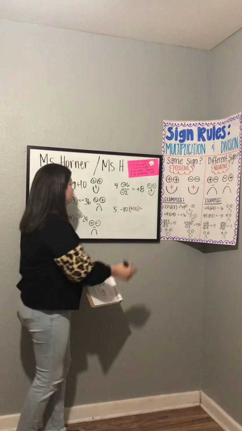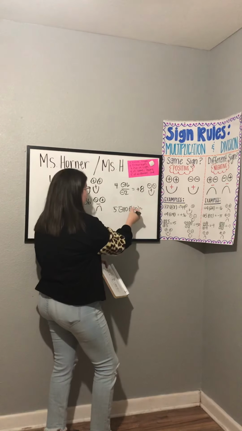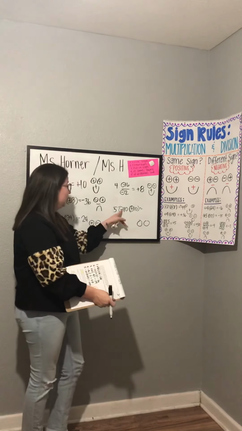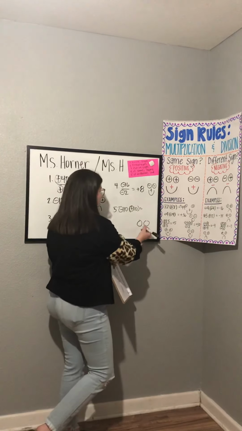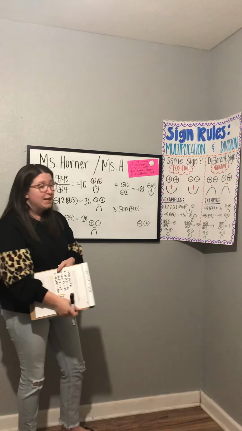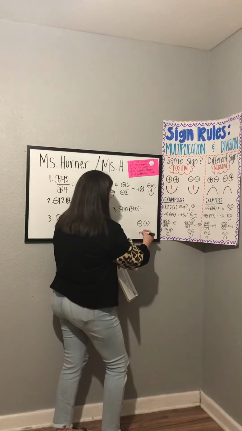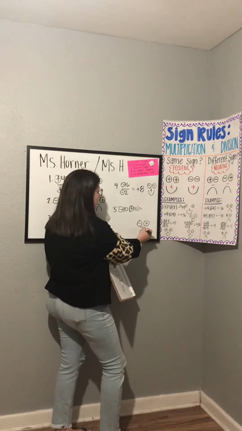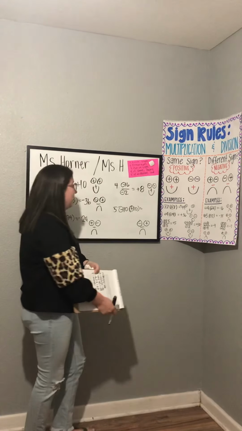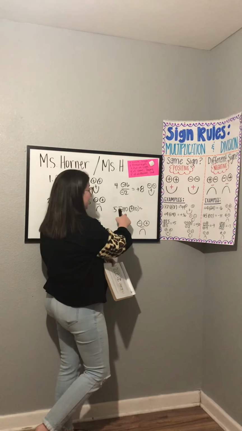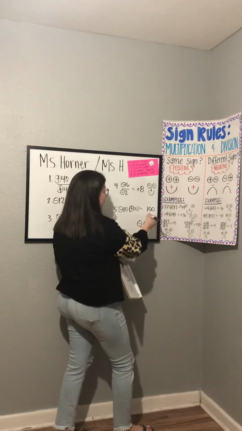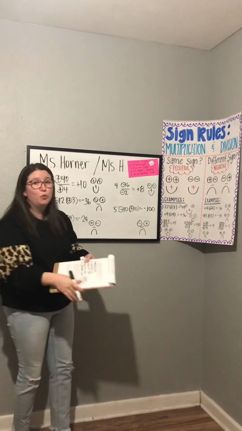Let's look at number 5. Circle your signs, draw your eyeballs. It's a negative and then a positive, so negative, positive. Are they the same? They are not, so it's going to be a sad face with a minus nose. That means that our answer will be a negative. 10 times 10 is 100, and our nose tells us that it is a negative 100.